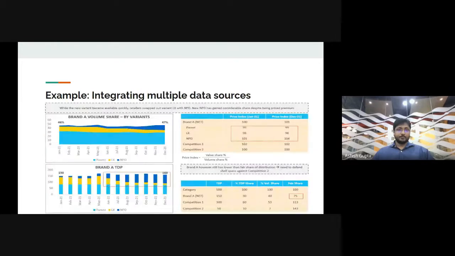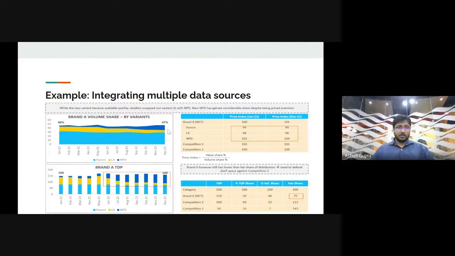Or for that matter, like we spoke about, you can even use multiple data sources and integrate them to tell a research story. Now, this is an example. Again, this is not a live example, but it is to give you a context of exactly how you can integrate different data sources. So this data is coming from one data source, wherein you have information around the share a brand has in the market, the price they are at, or the distribution they have in the market.